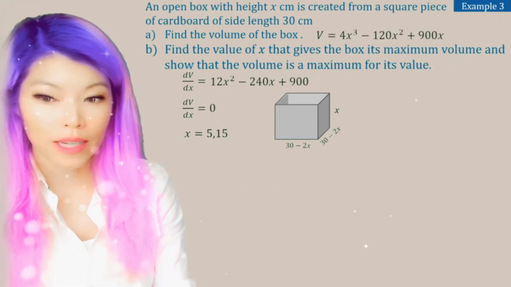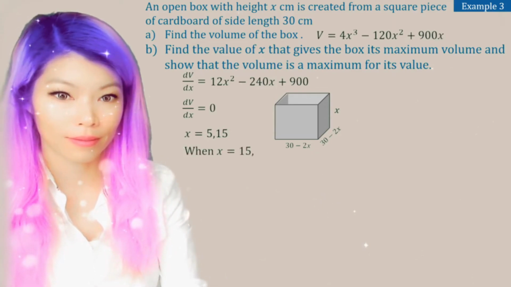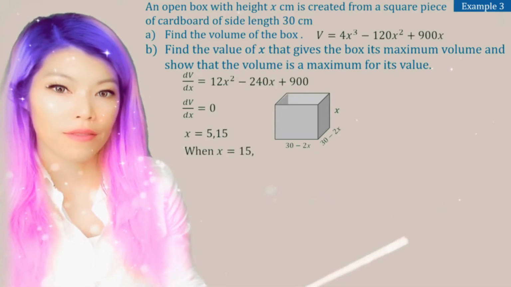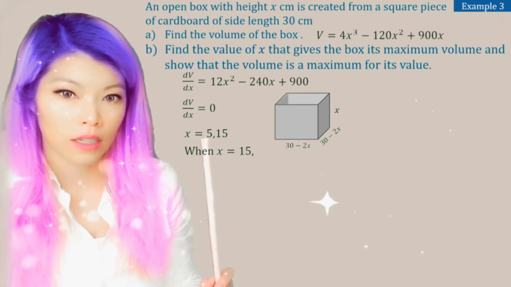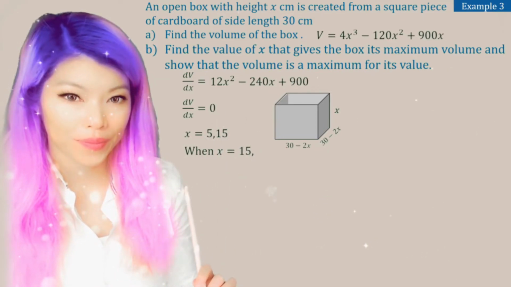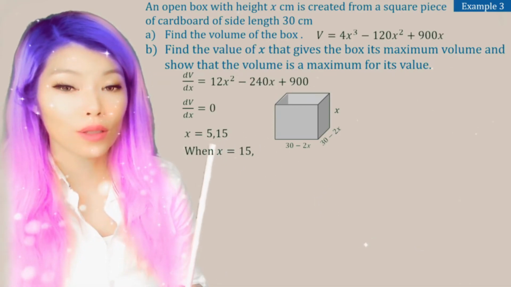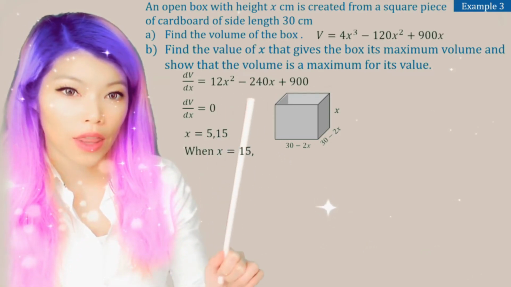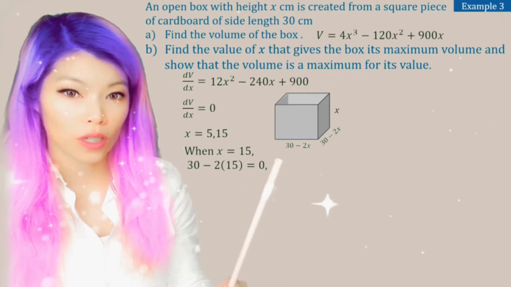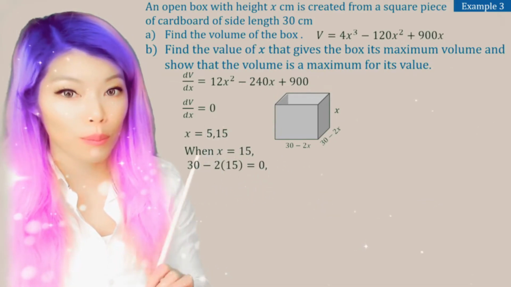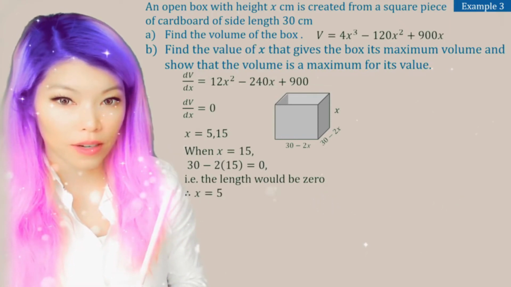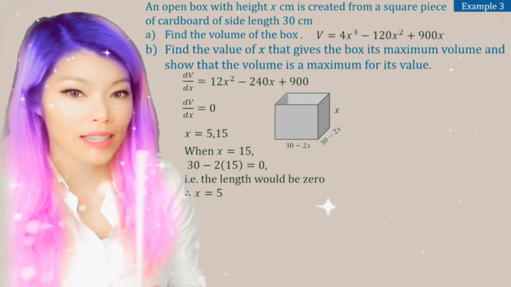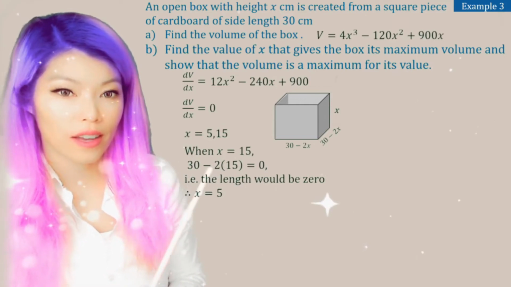So let's keep going. So we can have x equals 5. Now when x equals 15, we notice that 30 minus the 2x would give me 0. So x cannot be 15, x has to be equal to 5 because the length cannot be 0. So you always have to do a test to make sure that you reject the one that doesn't work.